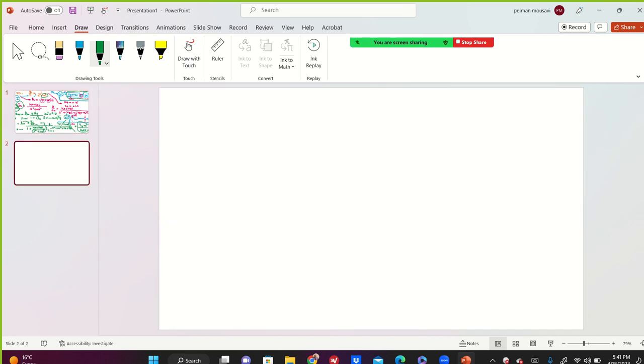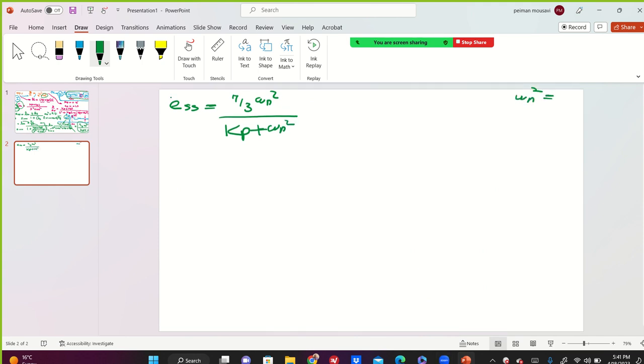So let's continue. ESS, the steady state error signal, was pi over 3 omega n squared in the Kp designed pendulum. We said the omega n squared for the pendulum natural frequency was 9.81. Can you look at your notes and let me know what's the proportional gain that we designed? I can open the MATLAB code, but if you have it, let me know. Not Kd, Kp.